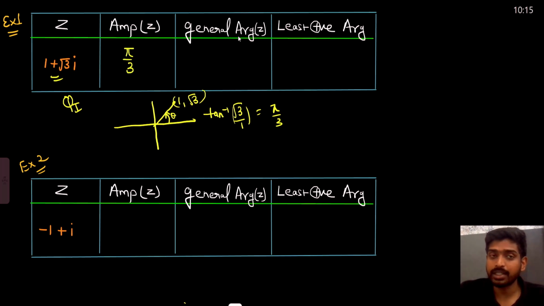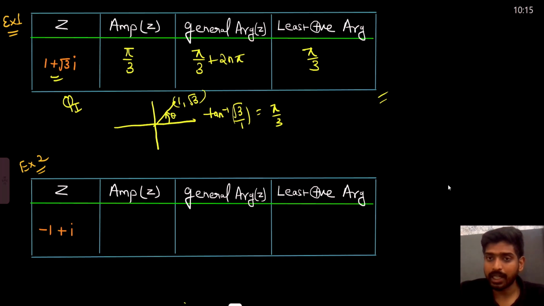What is the general argument? For general argument, to the amplitude we only have to add 2n pi. So pi by 3 plus 2n pi. Now least positive argument, in this we have to give the answer from 0 to 360 degree. So this is already in 0 to 360 degree. So in this case, least positive argument and amplitude are same. Got it? Now next, we'll solve this example.